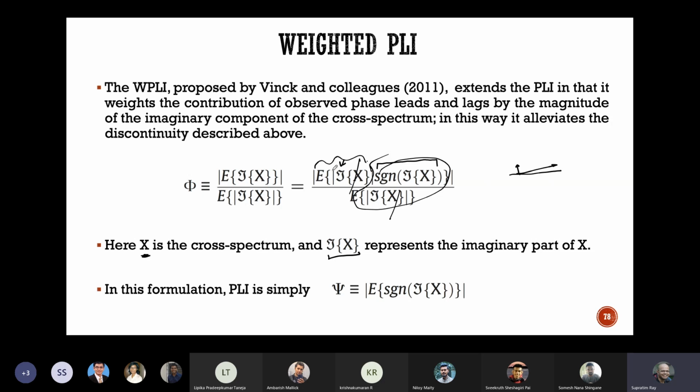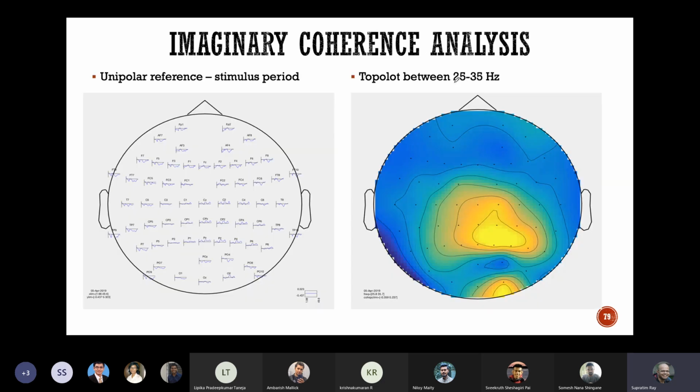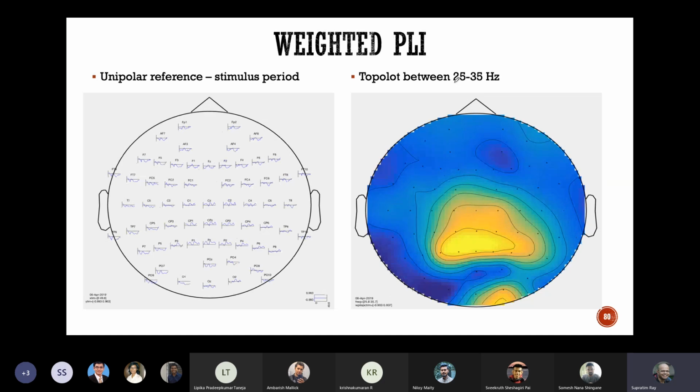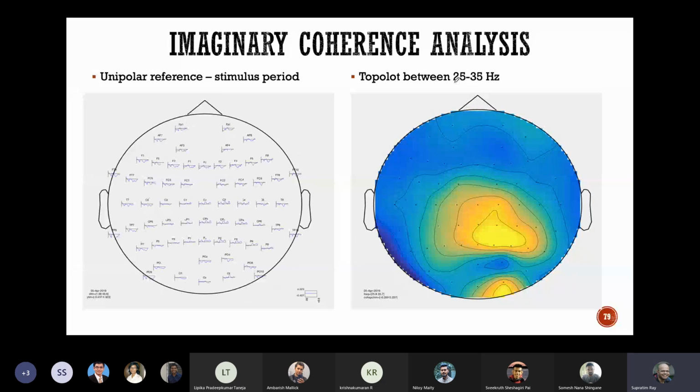Okay, so this is WPLI. If you are interested in its mathematical properties beyond just the description of this, you can read this paper. And the imaginary component, the IMC, looked like this. I had shown earlier. If you compare this to WPLI, it will look like that. Similar, but some differences between the two.